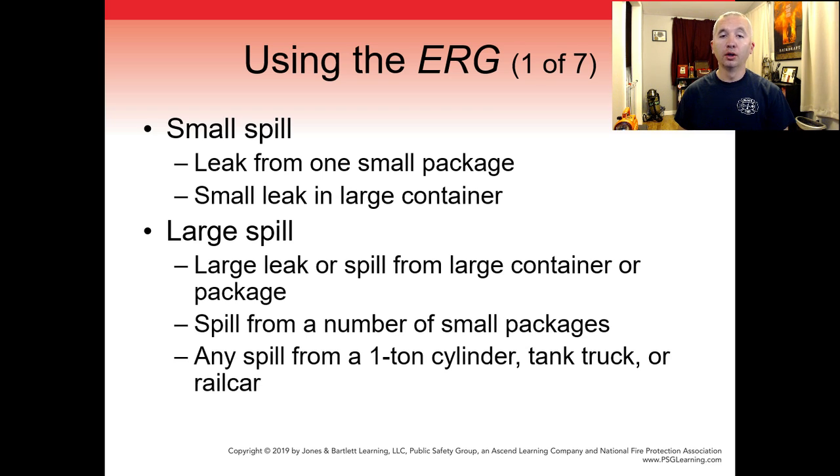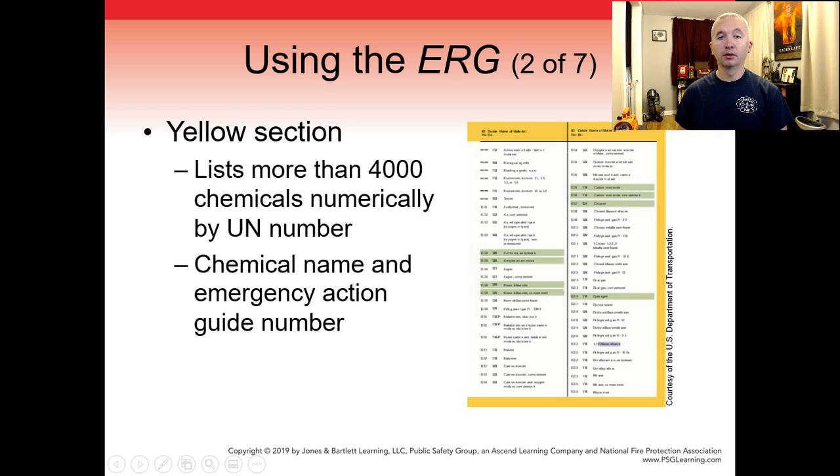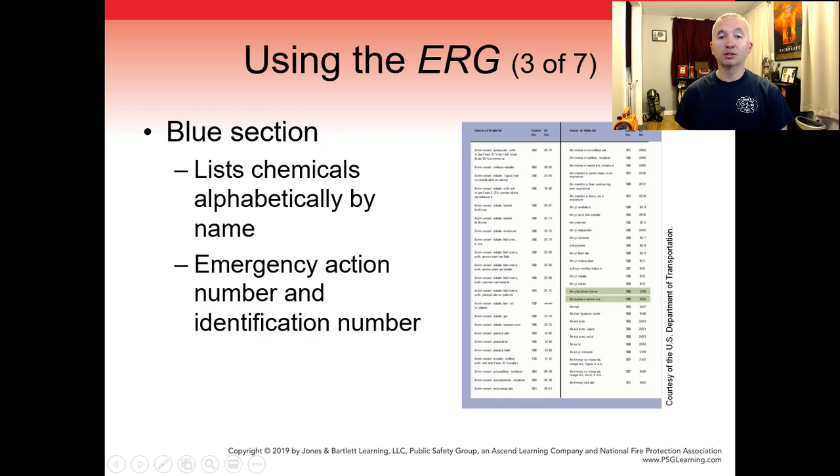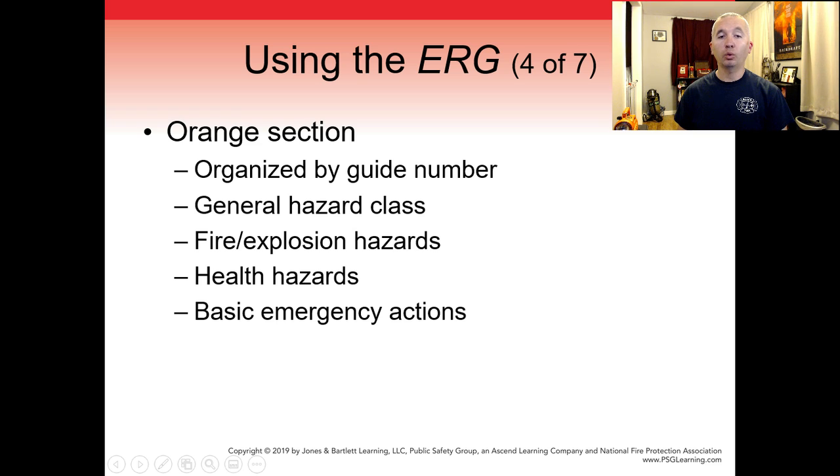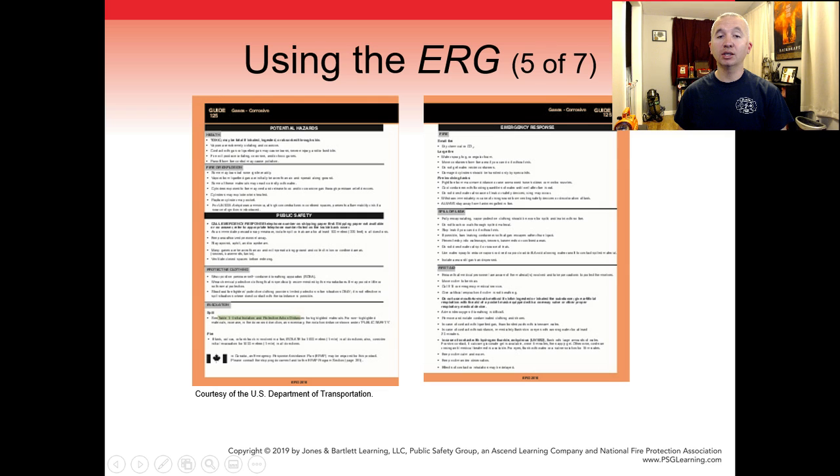There are 4 colored sections within this book. The yellow section lists more than 4,000 chemicals numerically by UN number. Entries include the chemical name and the emergency action guide number. The blue section lists chemicals alphabetically by name, and entries include the emergency action number and the identification number. The orange section is organized by guide number. It provides general hazard class, fire and explosion hazards, health hazards, and basic emergency actions.